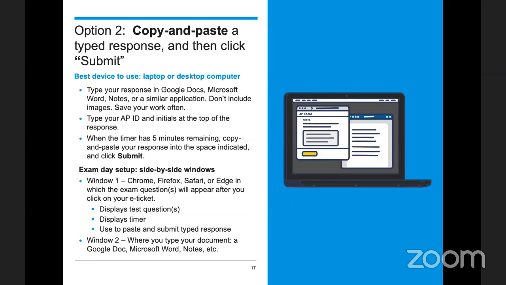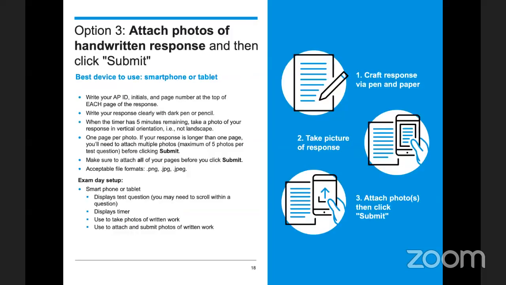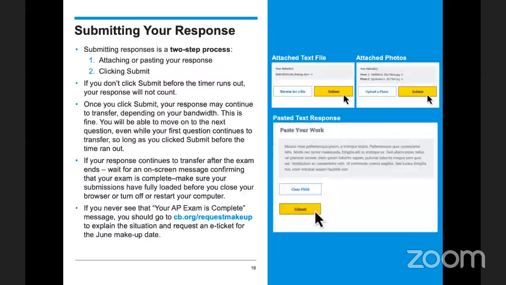Make sure every part of your answer is on there, including your AP ID with your initials. Even if you copy and paste, make sure you go back and double check that you didn't miss any paragraphs. And then the third option, particularly if you're handwriting, is to take a picture of that handwritten response. Make sure you follow these directions really carefully, because in this case you do need, again, your AP ID and your initials at the top. If you're using multiple pages, you want to number those pages. You need to take a picture vertically of your response and submit it that way. So those are the three different options.